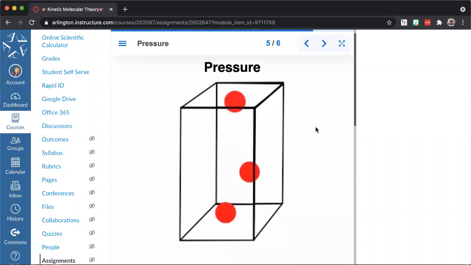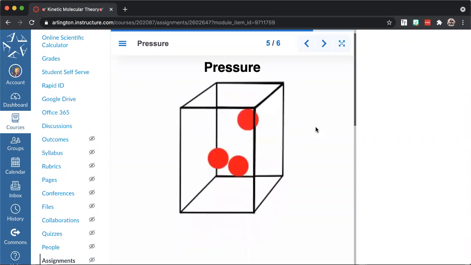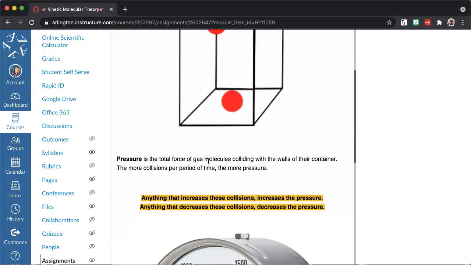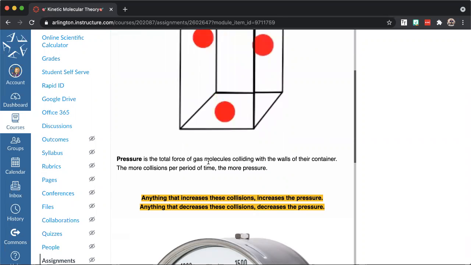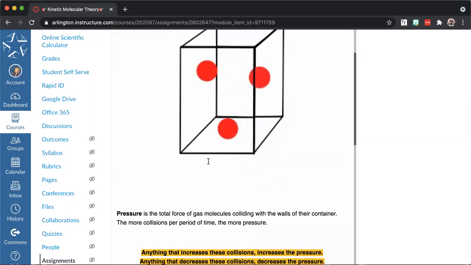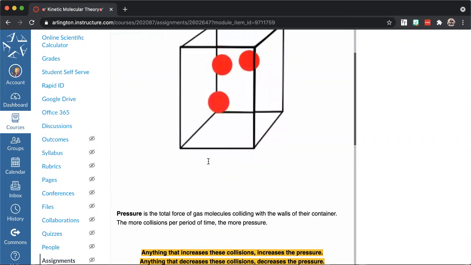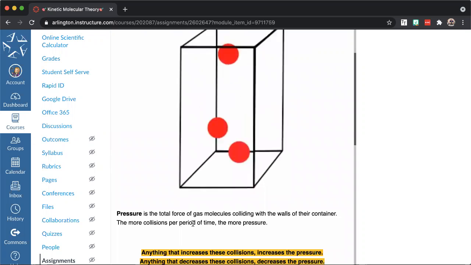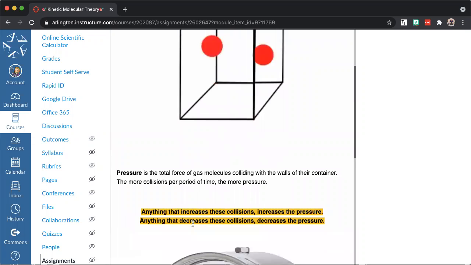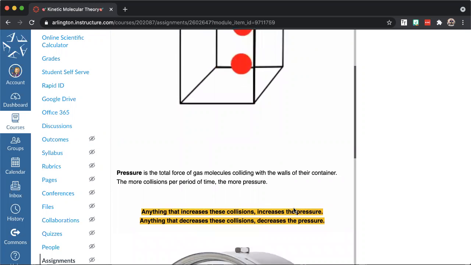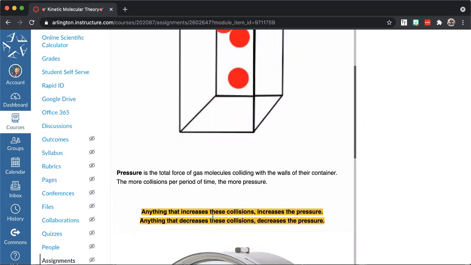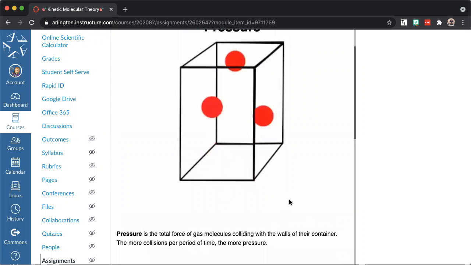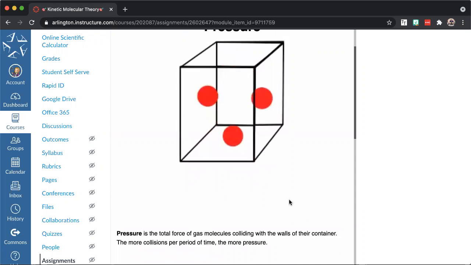All right, so pressure. Temperature is one property of gas, pressure is another one. Pressure is defined as the total force of gas molecules colliding with the walls of the container. So pressure is caused by those particles hitting the walls or the sides of the container. So the more collisions you have over a period of time, the higher the pressure. And so anything that increases the collisions will cause the pressure to increase. Anything that decreases the collisions will cause the pressure to decrease.